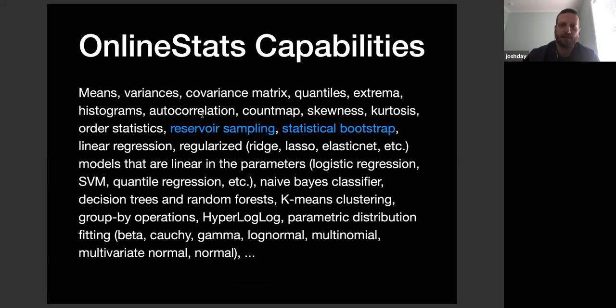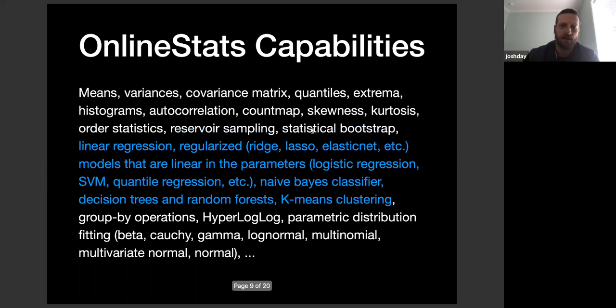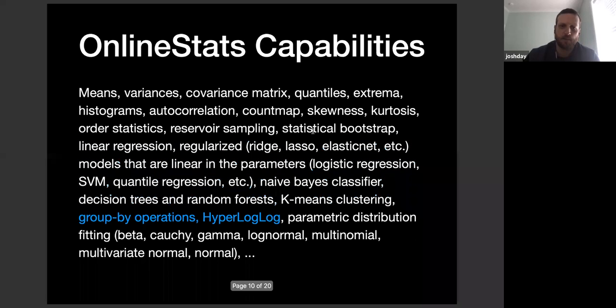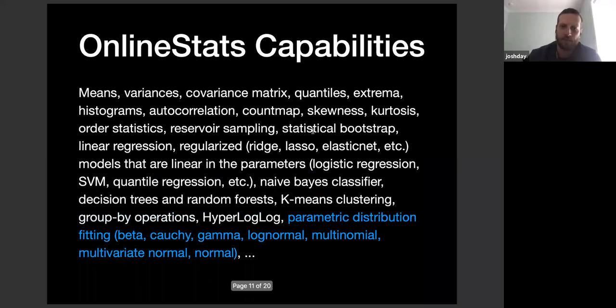I moved on to some other statistical concepts. So reservoir sampling is how you take a random sample of a data stream. Statistical bootstrap is how you calculate estimates of variance of various statistical estimates. There's a lot of tools for doing machine learning. There's some more database-y operations, so we're going to take a look at group by operations today. And then HyperLogLog is how you get an approximate count of distinct elements when you're working with a data stream and you don't have all the observations all at once. And then there's also parametric distribution fitting for a whole bunch of statistical distributions.